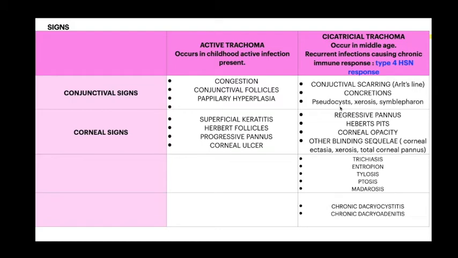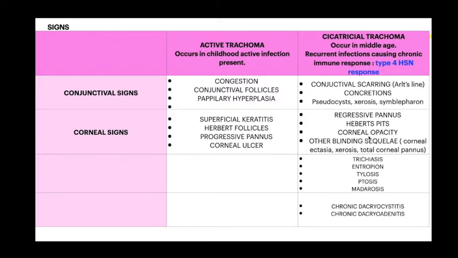And there will be other signs like, rarely, you can see symblepharon. Not much important, rare. Corneal signs: you can see regressive pannus. Here you can see progressive pannus. I'll show you the difference. Herbert's pits. Here also you can see Herbert's follicles and Herbert's pits.